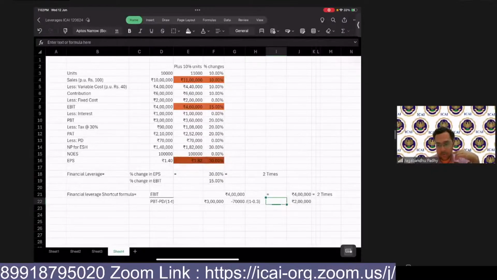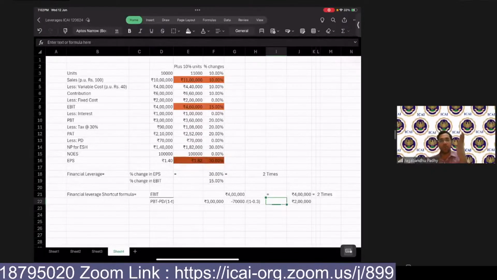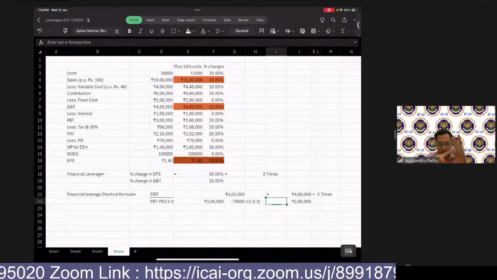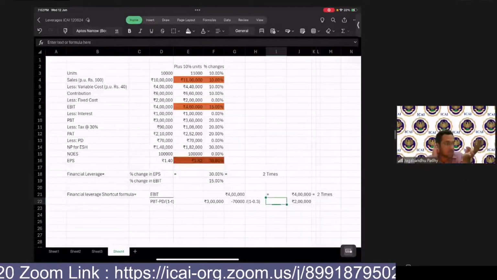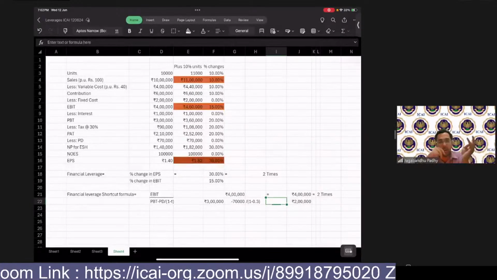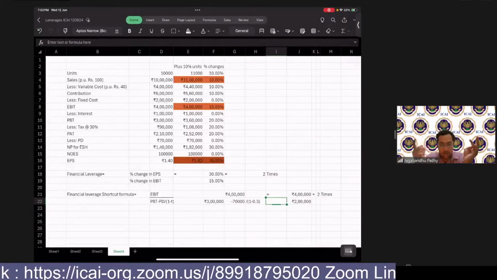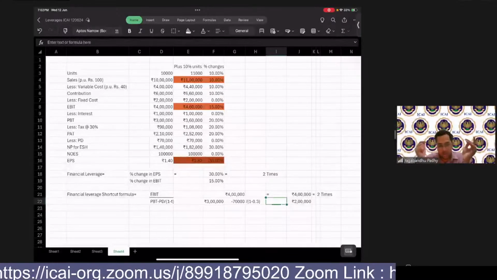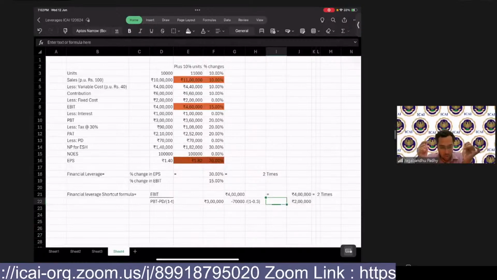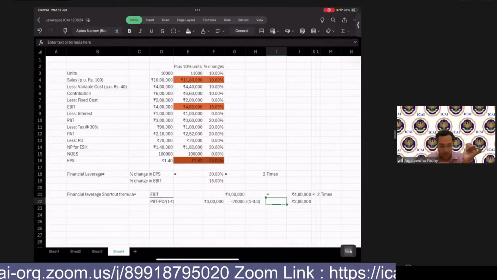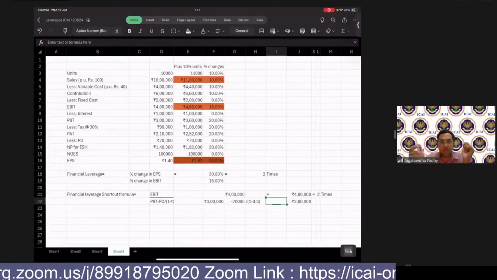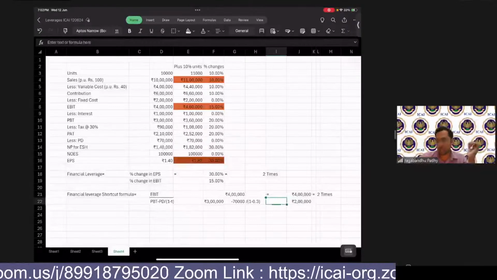We have learned in total four formulas today. One is the operating leverage, which is contribution upon EBIT. Financial leverage without preference dividend, which is EBIT upon profit before tax. Combined leverage, which is contribution upon profit before tax. And now we have this financial leverage when you have preference dividend in your financial statement.